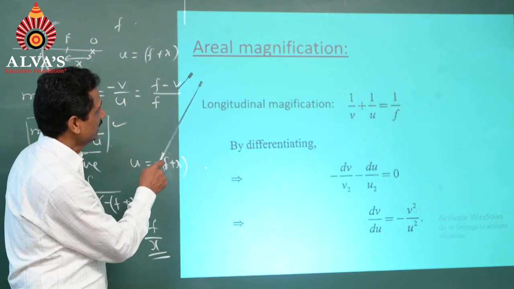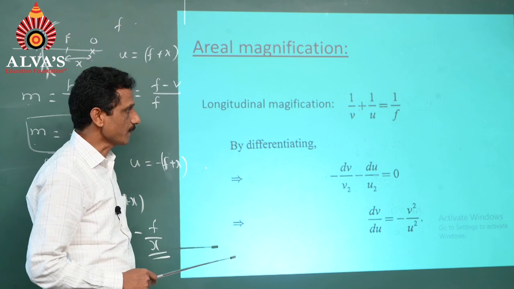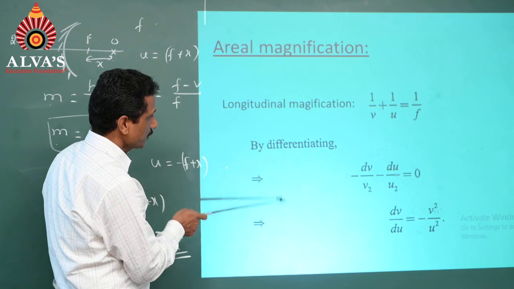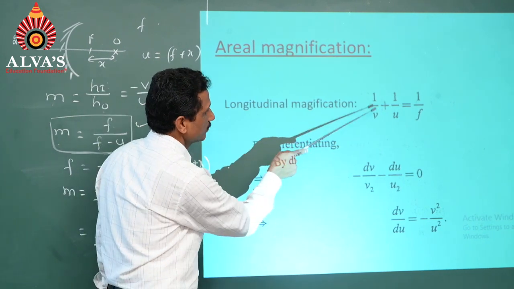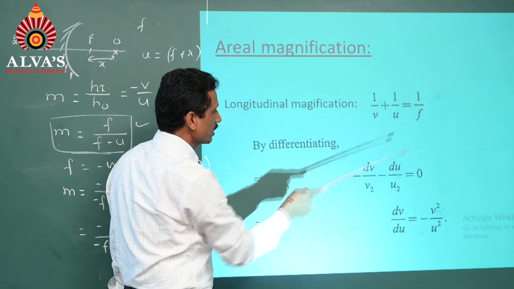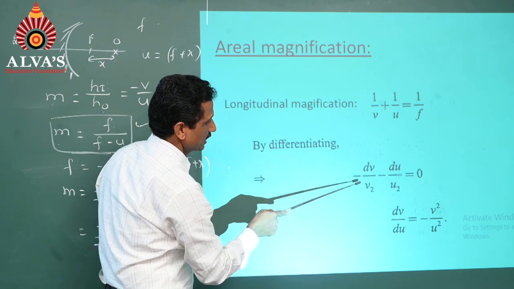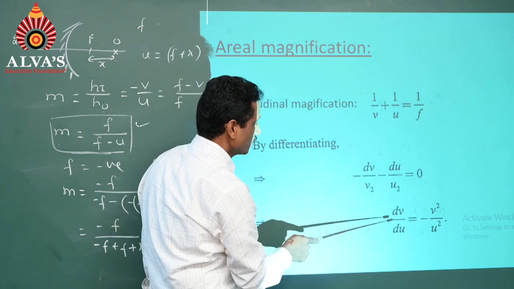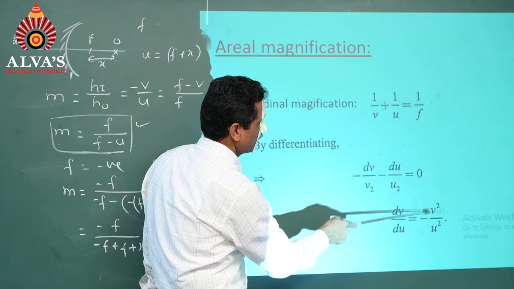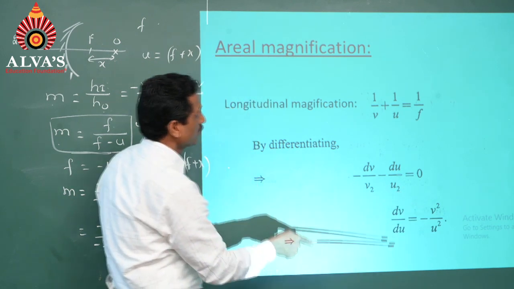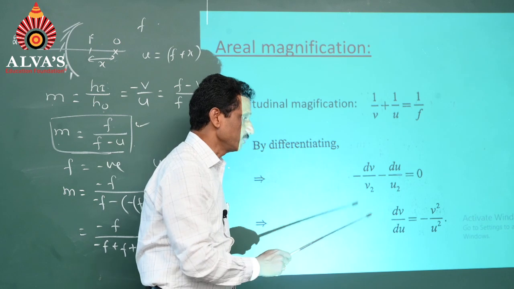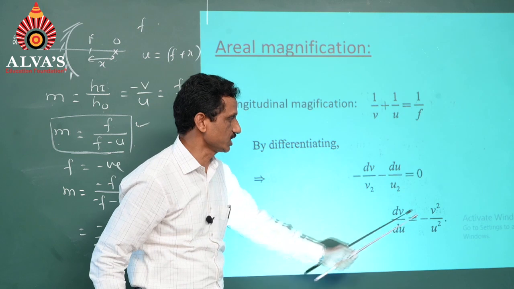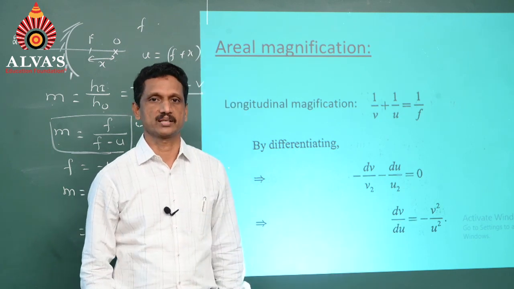Once again, see areal magnification, it's also an important formula. Some questions will be asked on this formula. This is for the case of a mirror. Using the mirror formula, 1 by v plus 1 by u is equal to 1 by f. Differentiating this, you get minus dv by v square minus du by u square is equal to 0, or dv by du is equal to minus v square by u square. This is for a mirror. For the lens, it will be positive: dv by du, that is areal magnification, is v square by u square.